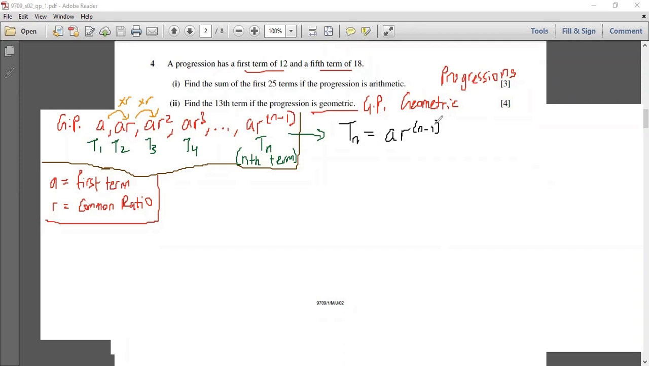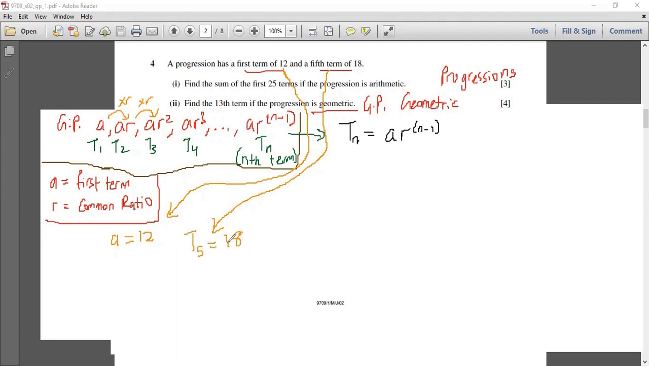Oh yeah, before I can do that, I realize I don't have the a and the r. That means now we need to use the original terms. So from here we bring the original terms. The first term is 12, so that's quite straightforward. The a is 12. And then from here, this is one. This is the 5th term, so the 5th term means T5.